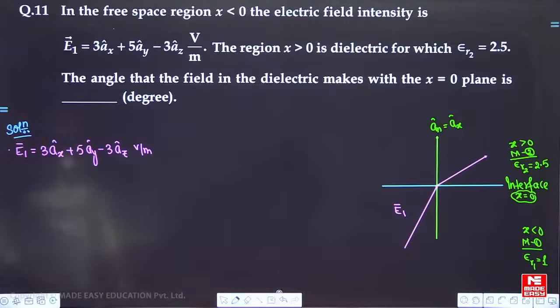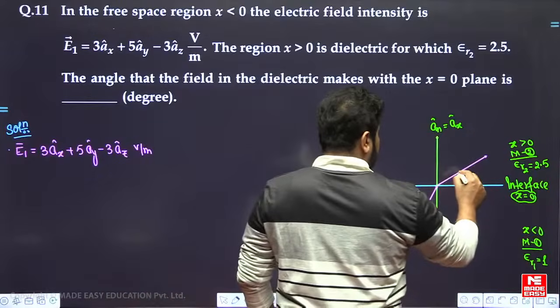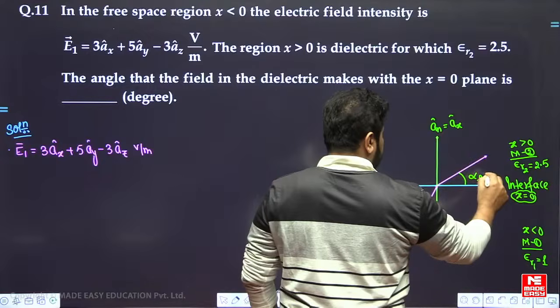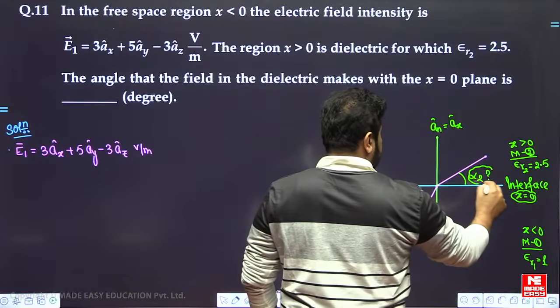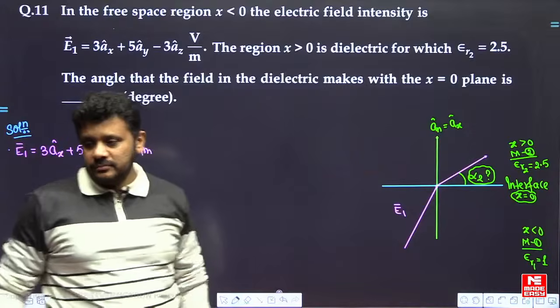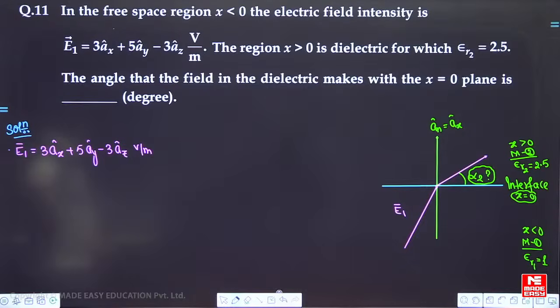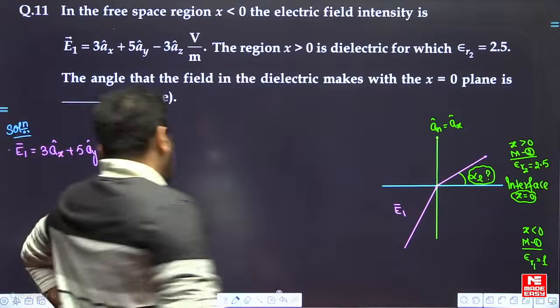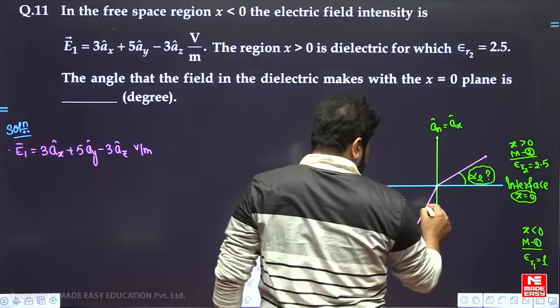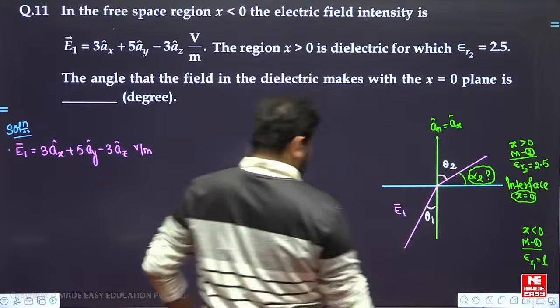The angle that the field in the dielectric makes with the x equal to 0 plane. So they are asking what is this value, alpha 2, because it is asking the angle that this electric field is making with x equal to 0 plane. Correct, okay. Now, how will you do it? Let us consider this angle is theta 1 and let us consider this angle is theta 2, correct, okay.